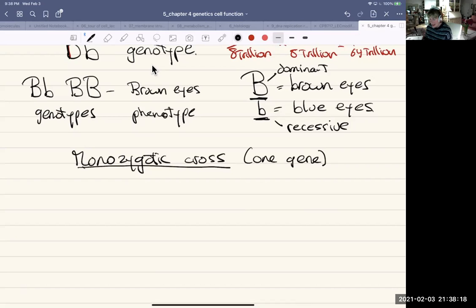So we always have the parent population, the parents themselves. Big P, that's what we call our parents. And we're going to look at their genotypes. We're crossing them by genotype. So the genotype of one parent in this case is homozygous dominant for brown eyes, and we're going to cross with a homozygous recessive individual of blue eyes.